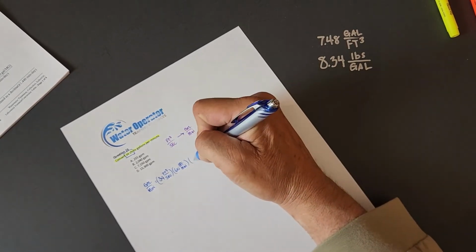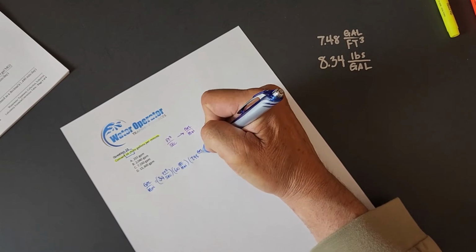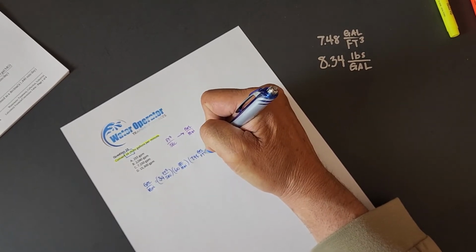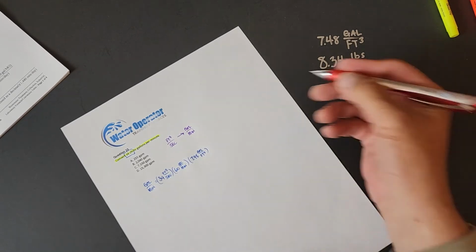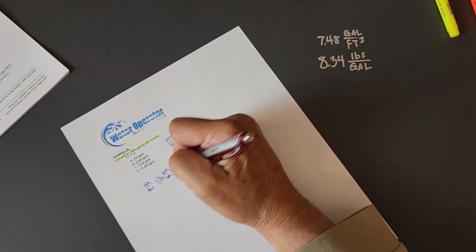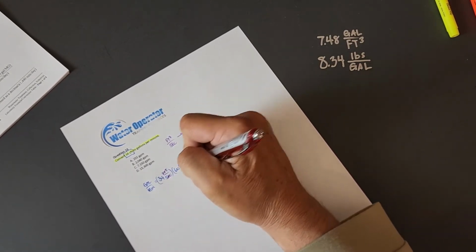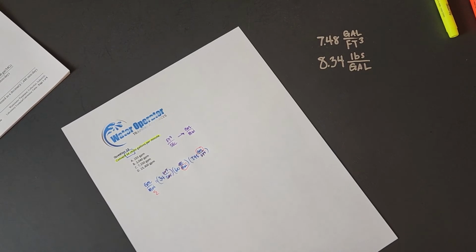So I'm going to multiply 7.48 gallons per cubic foot. We're going to cross cancel. Let's get rid of that cubic foot. Let's get rid of seconds. I'm left with gallons per minute, which is the unit of measure that I want.